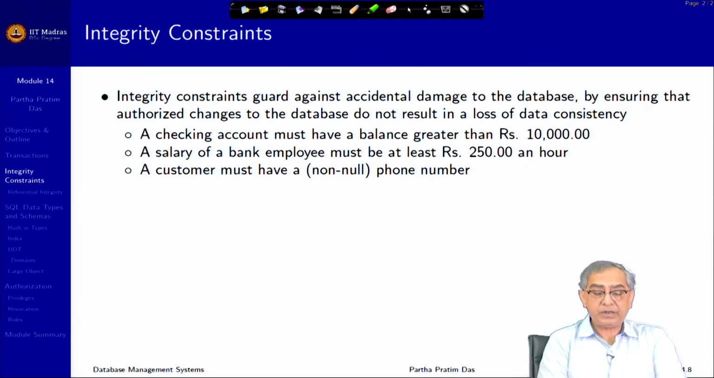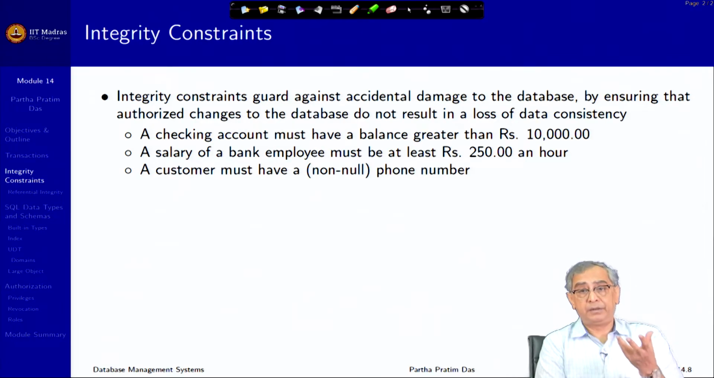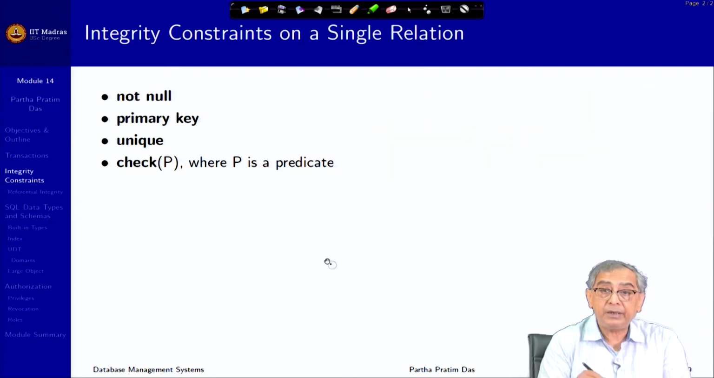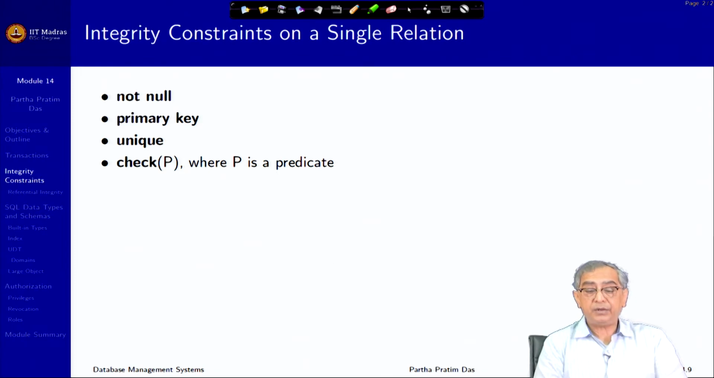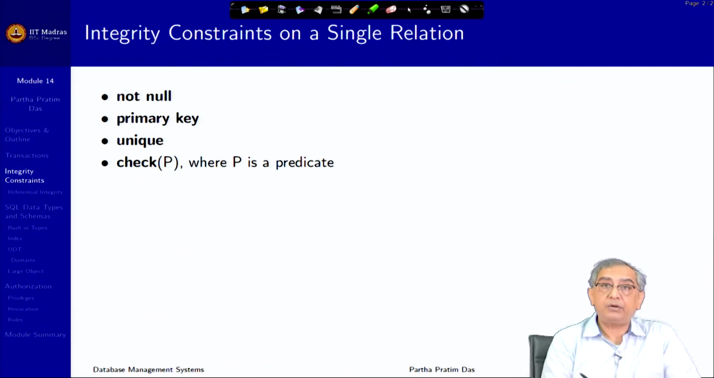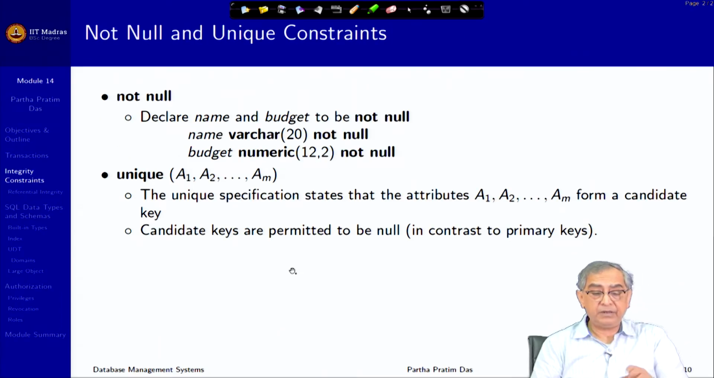Real world situations could be that a checking account must always have a minimum balance, or the salary of an employee has to be a minimum wage per hour, and so on and so forth. You may insist that customers must have a non-null phone number, and so on. And there could be several other integrity constraints for the database itself. The typical integrity constraints on a single relation involve some attribute not being null, something being a primary key or unique, or a check clause which checks for a predicate. Some of these you have already seen.